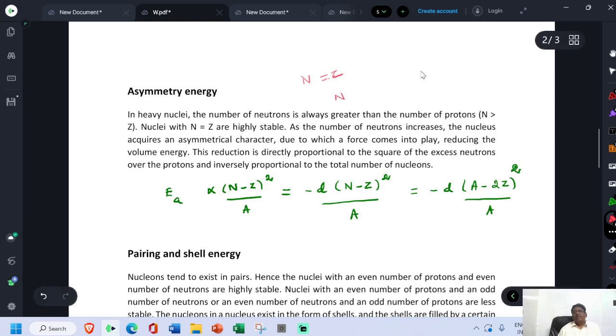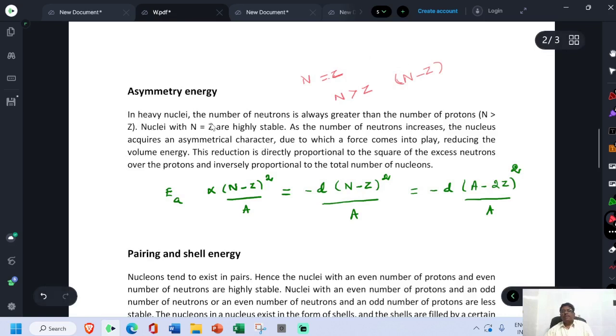If N is greater than Z, the number of neutrons present in a nucleus is greater than the number of protons. This N minus Z is called asymmetry. If N is equal to Z, that is symmetry. If the number of neutrons is more than that of protons, then the term N minus Z is called asymmetry. Now read out this statement.